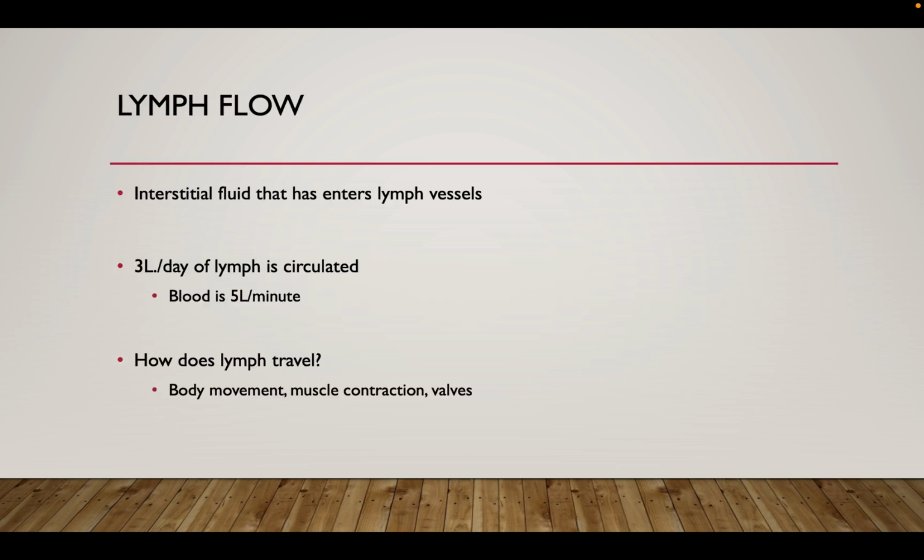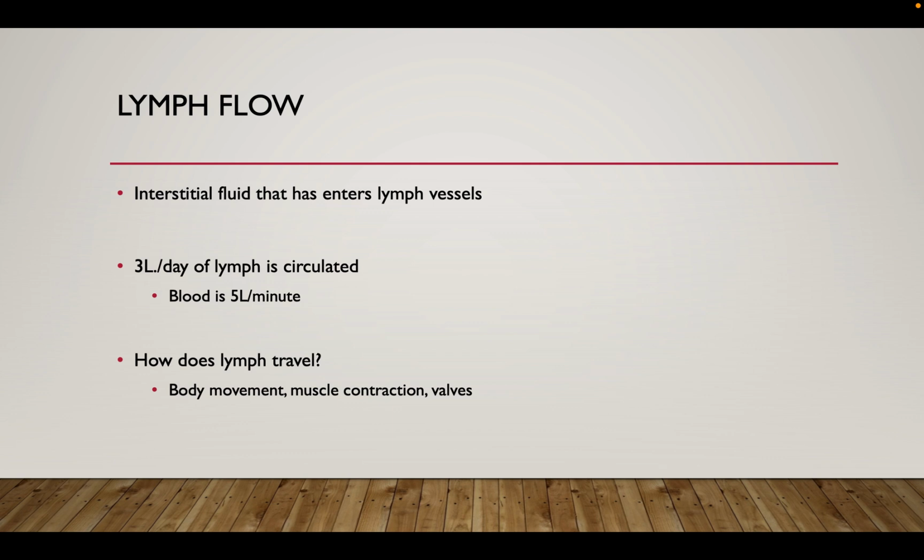So we'll start here and we'll talk a little bit about lymphatic fluid and the flow of that fluid in our lymphatic vessels. So our lymph flow is really just going to be that interstitial fluid that has now left our cardiovascular system, went to the interstitial space, and now has absorbed into our lymphatic vessels, and it's going to be flowing. So we have about 3 liters a day that is circulated in our lymphatic vessels, and you can compare this to blood, which we have on the order of 5 liters.